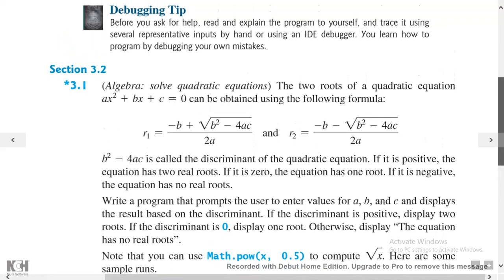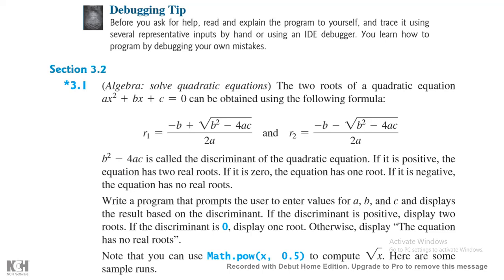As you guys can see, I don't have to say it out loud what's going on here. Everyone can see that r1 is equal to minus b plus square root of b squared minus 4ac all over 2a, and r2 is equal to minus b minus square root of b squared minus 4ac all over 2a.